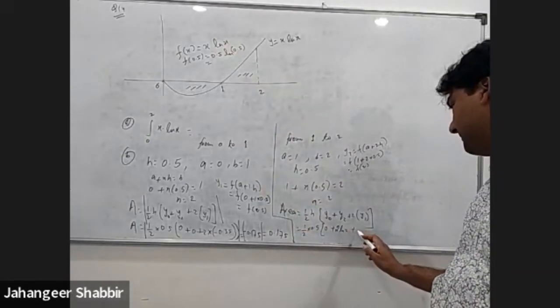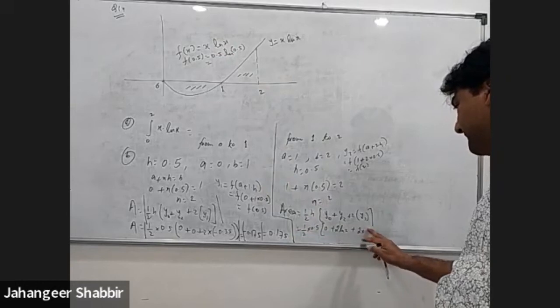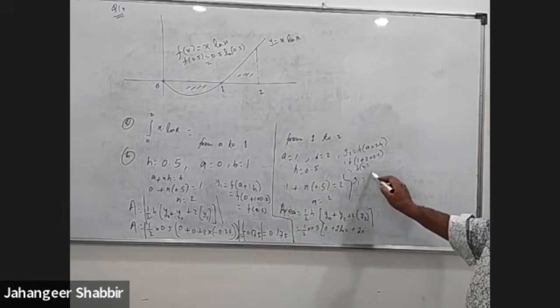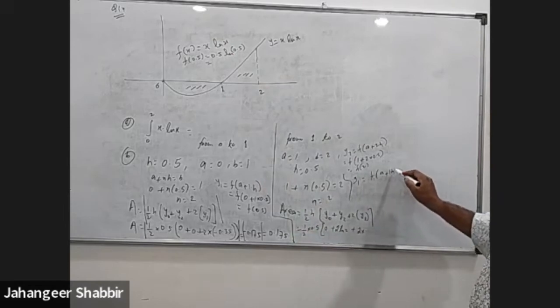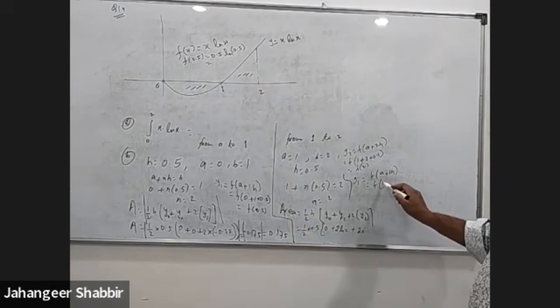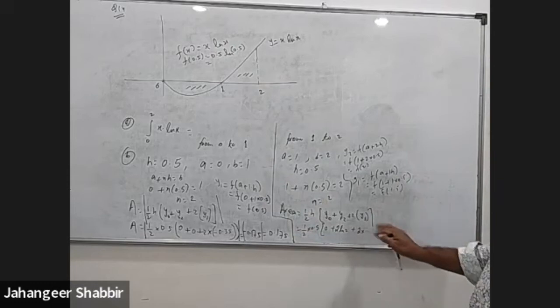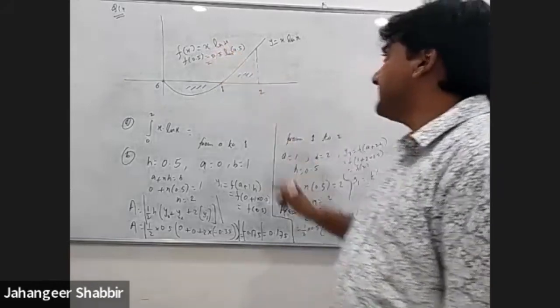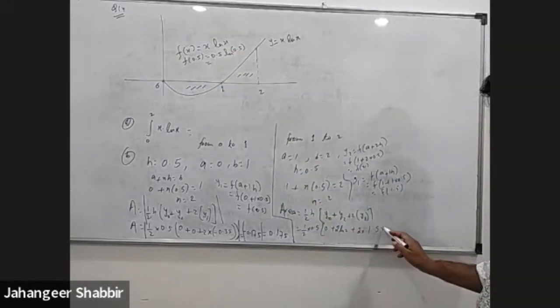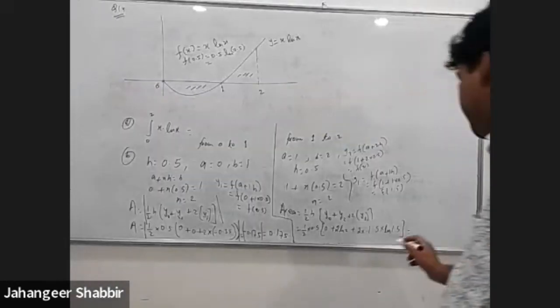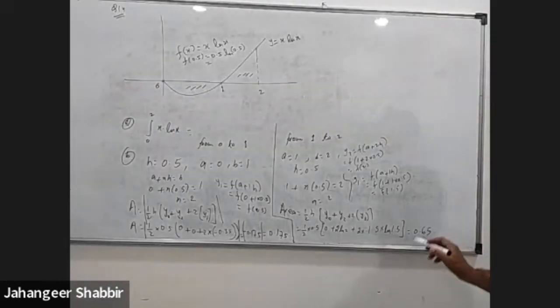2 ln 2 plus 2 times f of 1. f of 1 will be f of a plus 1h. a is 1, plus 1 times 0.5, so f of 1.5. So it is 2 times 1.5 times ln 1.5. Now, can you do this calculation, everyone? After calculation, we will get 0.65, and we got a directly positive value.